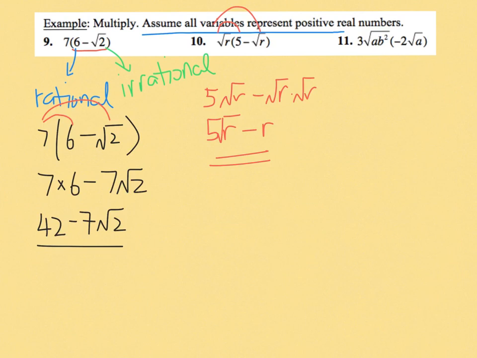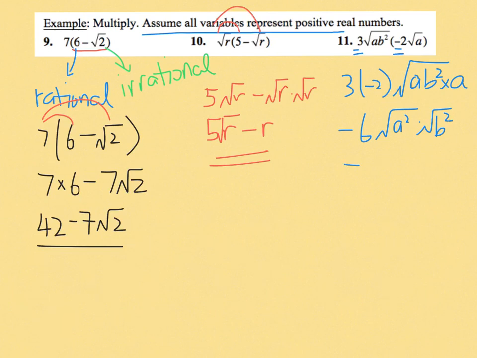For example 11, it is a product of two terms, two monomials. So for this example, you will have to multiply the rational terms together and the irrational terms together. So we can multiply 3 by negative 2, and we can multiply b squared by a squared, and you end up with negative 6. And of course, you get square root of a squared and square root of b squared. So in this case, the answer will be negative 6ab, and we know that a and b are positive, so there is no need for you to put the absolute value sign.